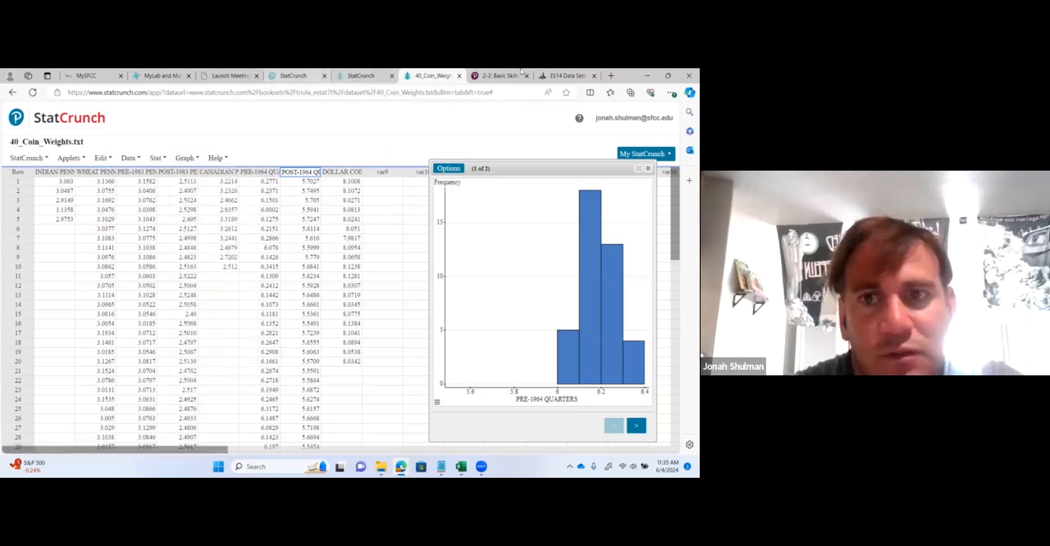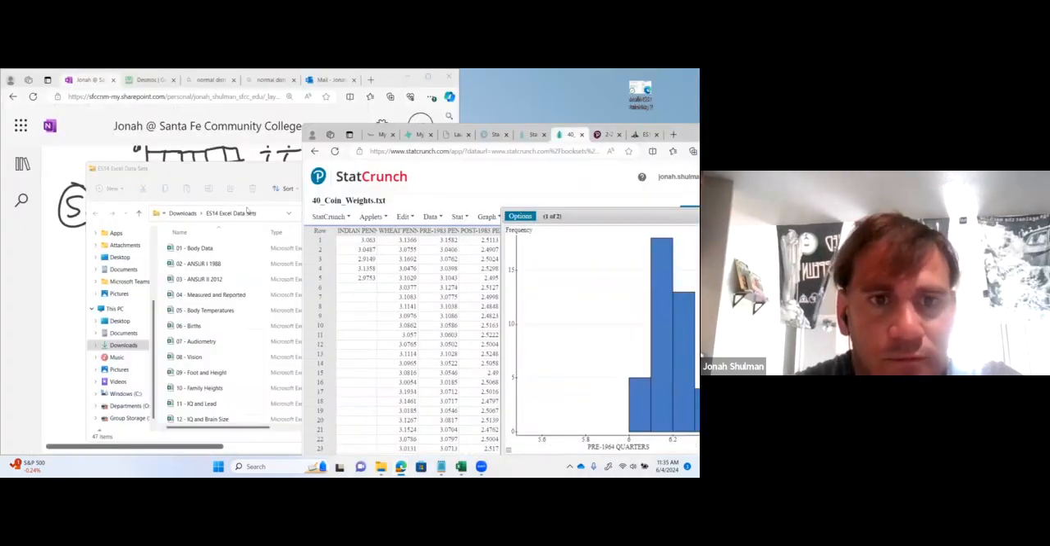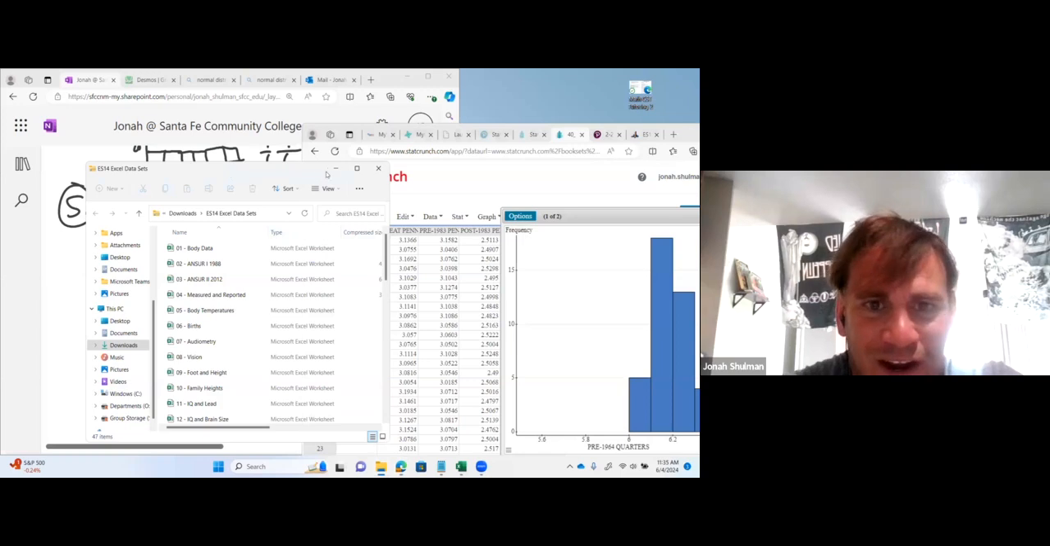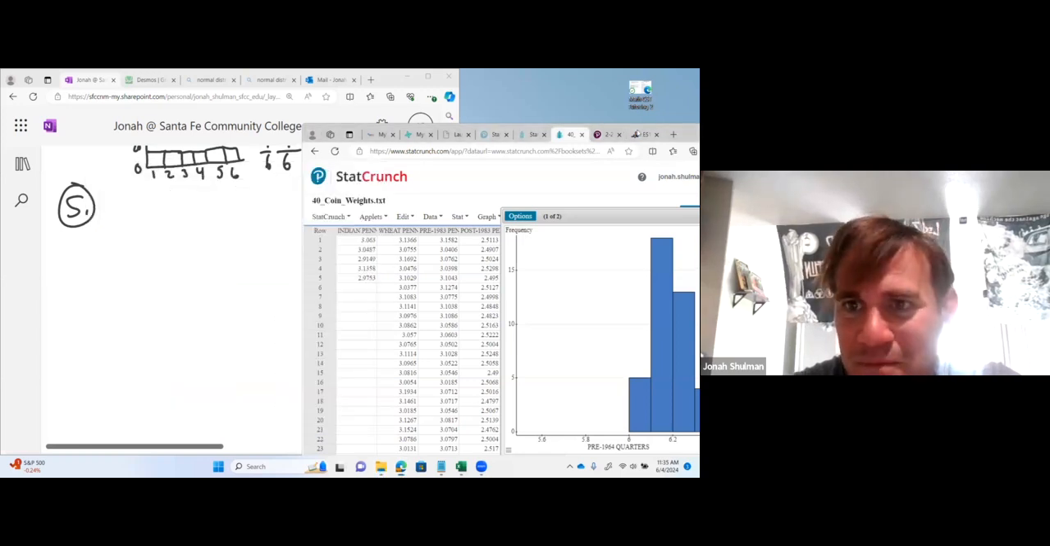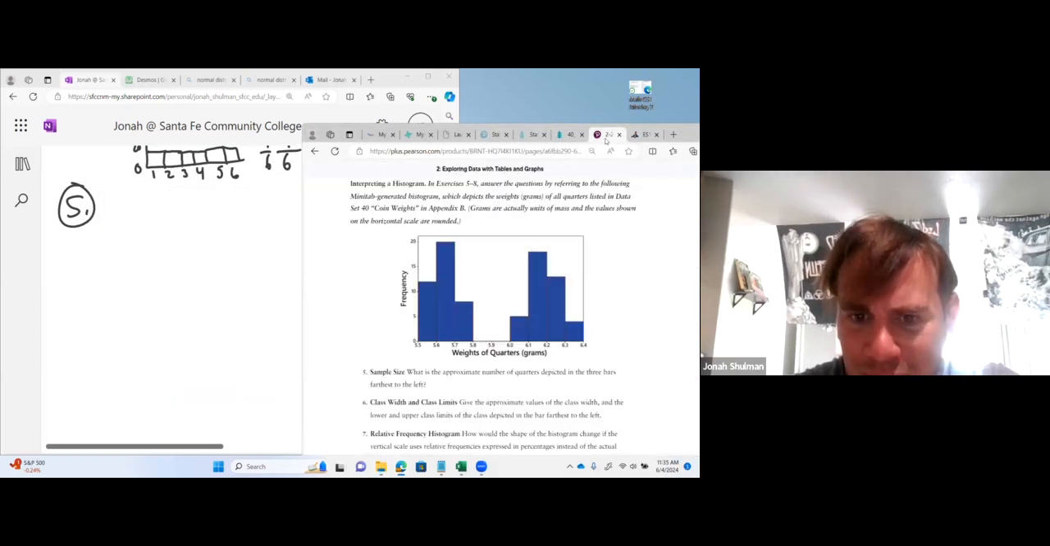So let's do the questions. Hopefully that was fun for you. All right, so here we go. What is the approximate number of quarters depicted in the 3 bars farthest to the left?